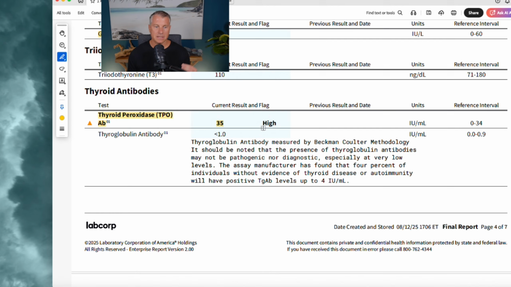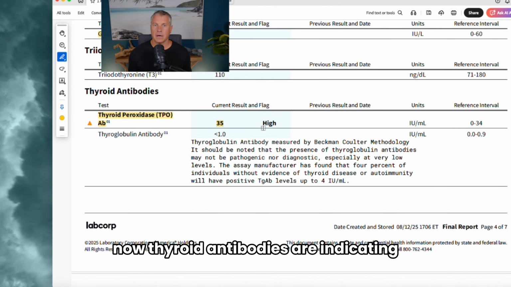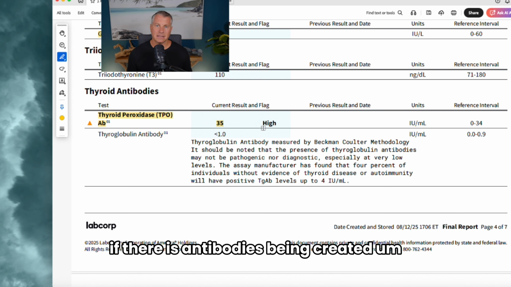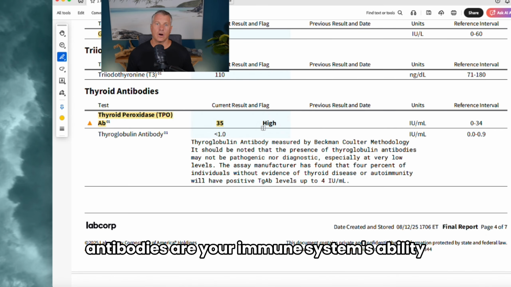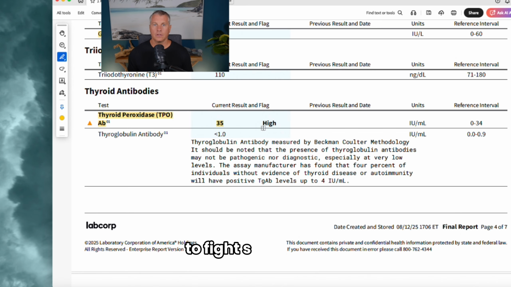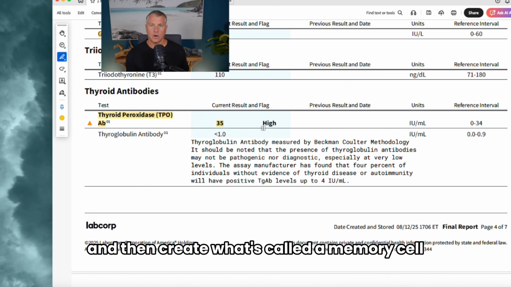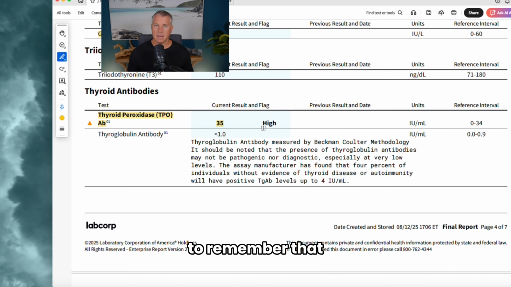This last thing that we see with this individual is what's called thyroid antibodies. Now, thyroid antibodies are indicating if there's antibodies being created against their own thyroid. What are antibodies? Antibodies are your immune system's ability to fight something and then create what's called a memory cell to remember that. So let's use an example I like to use all the time, which is chickenpox.